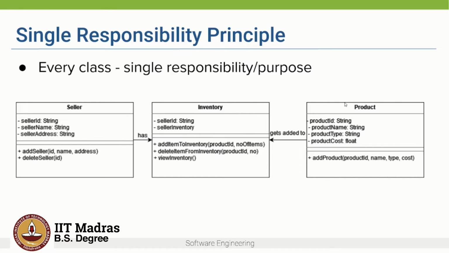Then we have a product class which has details regarding the product. And the inventory class takes the seller ID as an attribute and different products get added to the seller inventory. In this way, each class has a single responsibility or purpose.